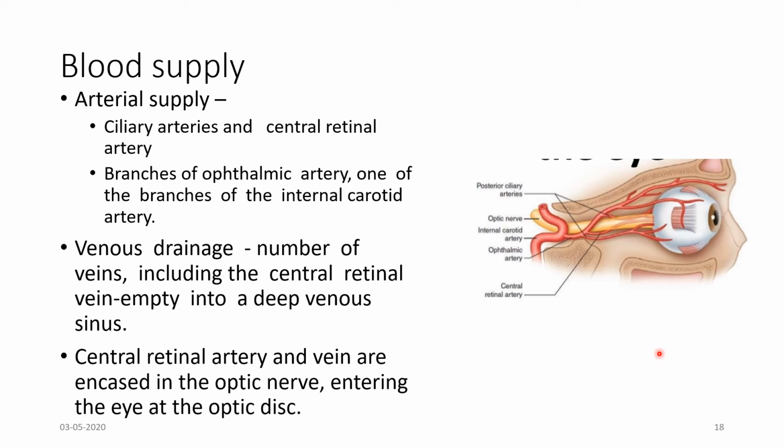The blood supply of the eyeball. The ciliary arteries and central artery of retina supply the eyeball. These are branches of ophthalmic artery, which is a branch of internal carotid artery. The venous drainage is by a number of veins, including the central vein of retina, which empties into deep venous sinuses. The central artery and vein are enclosed along with the optic nerve that is entering the eye at the optic disc.